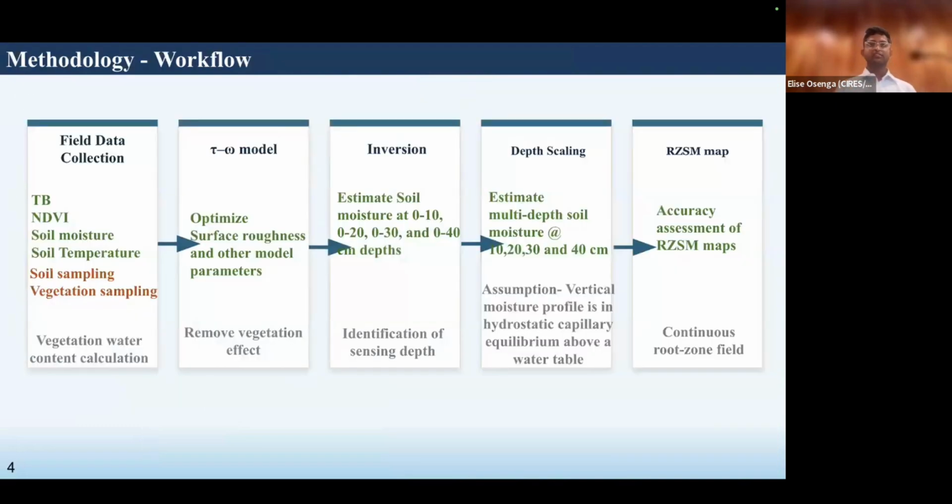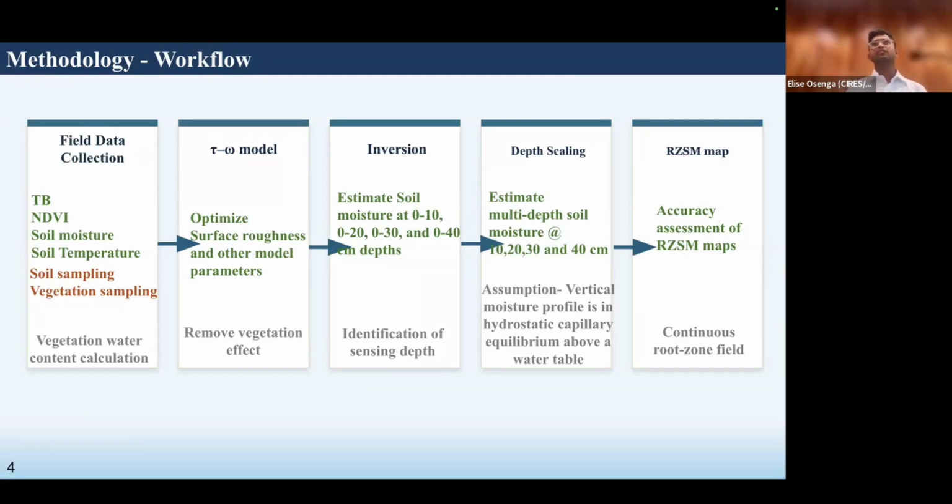And this is the overall methodology. For the tau omega model, from the sensor we already have the brightness temperature value, denoted here as TB. For vegetation water content, we have used NDVI. We used MicaSense mounted on the same drone and captured NDVI over the potato field. Then we used soil temperature from the climate TDR. Then we did soil sampling and vegetation sampling. These are all the in situ field data collection.